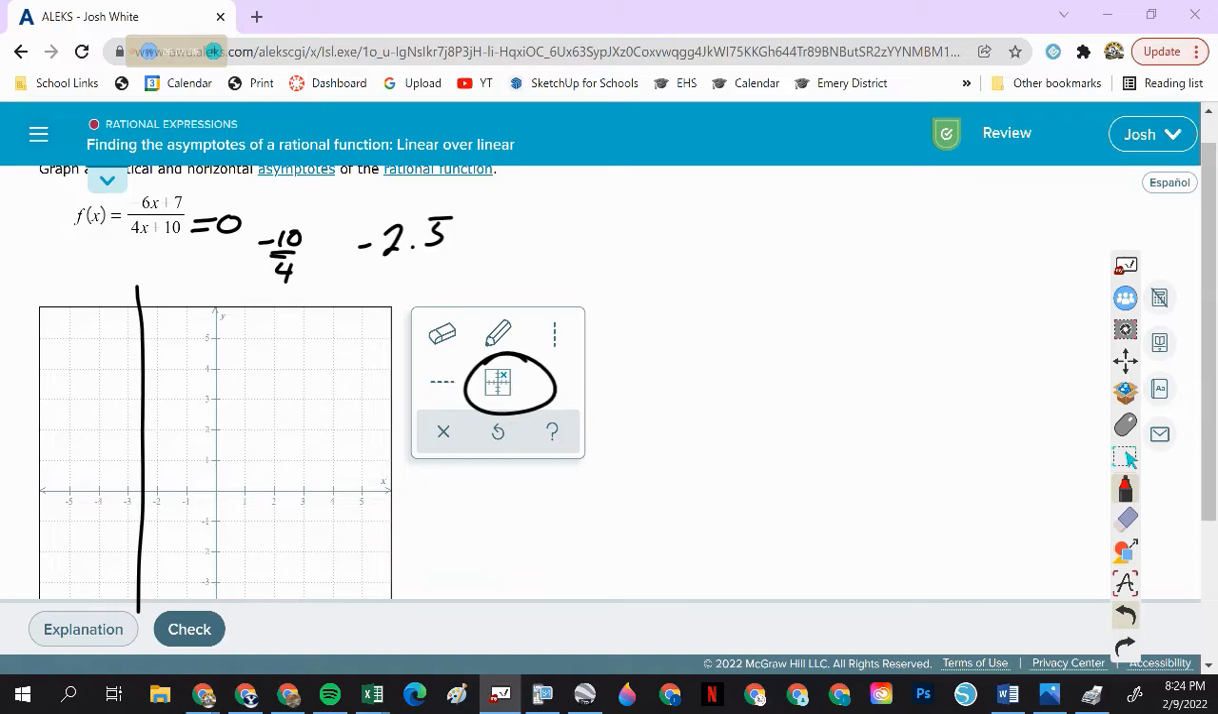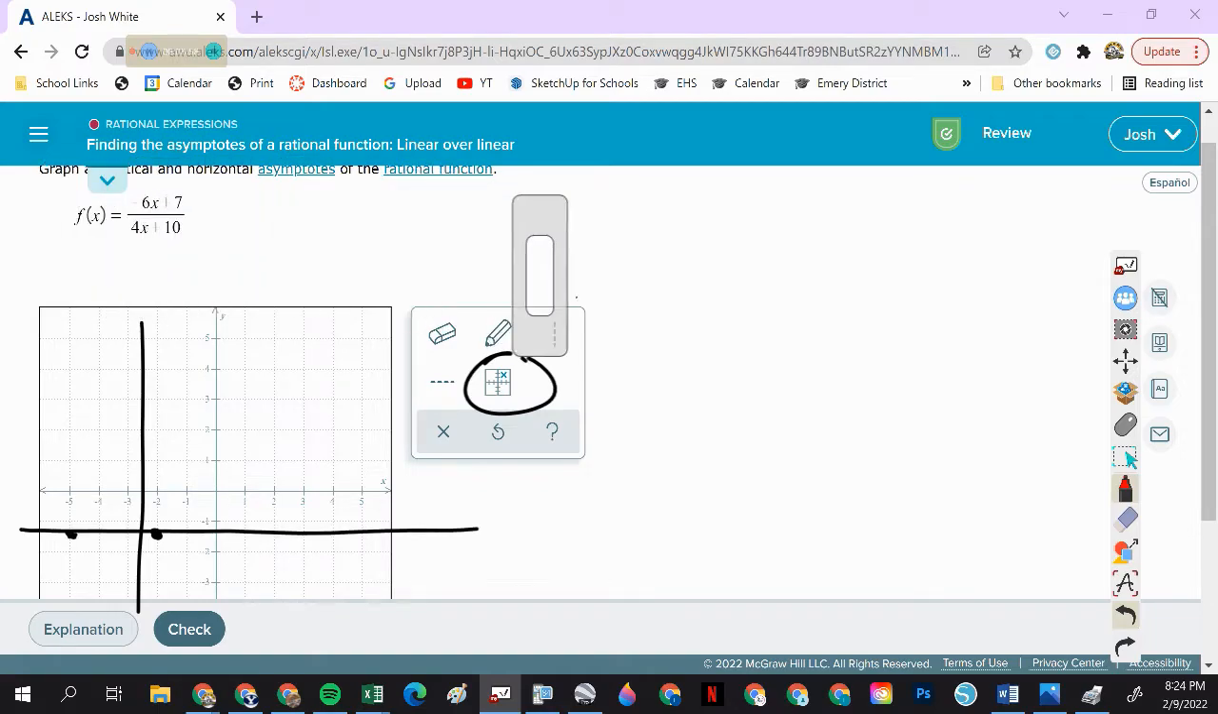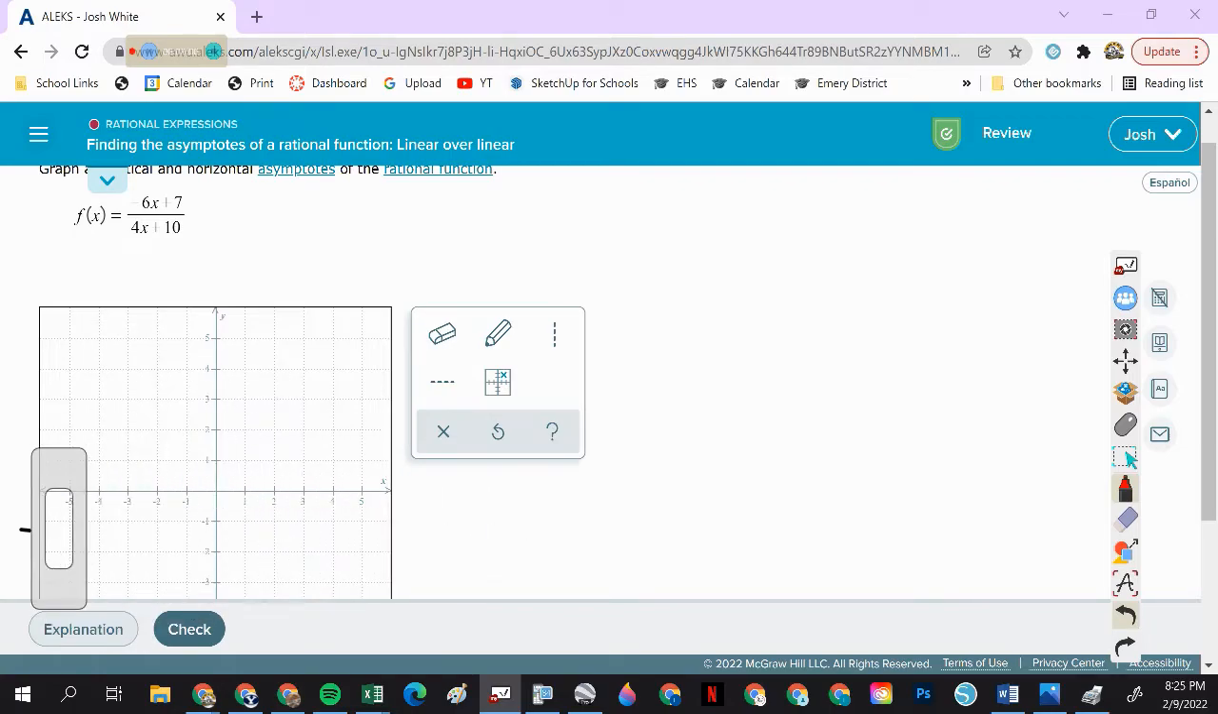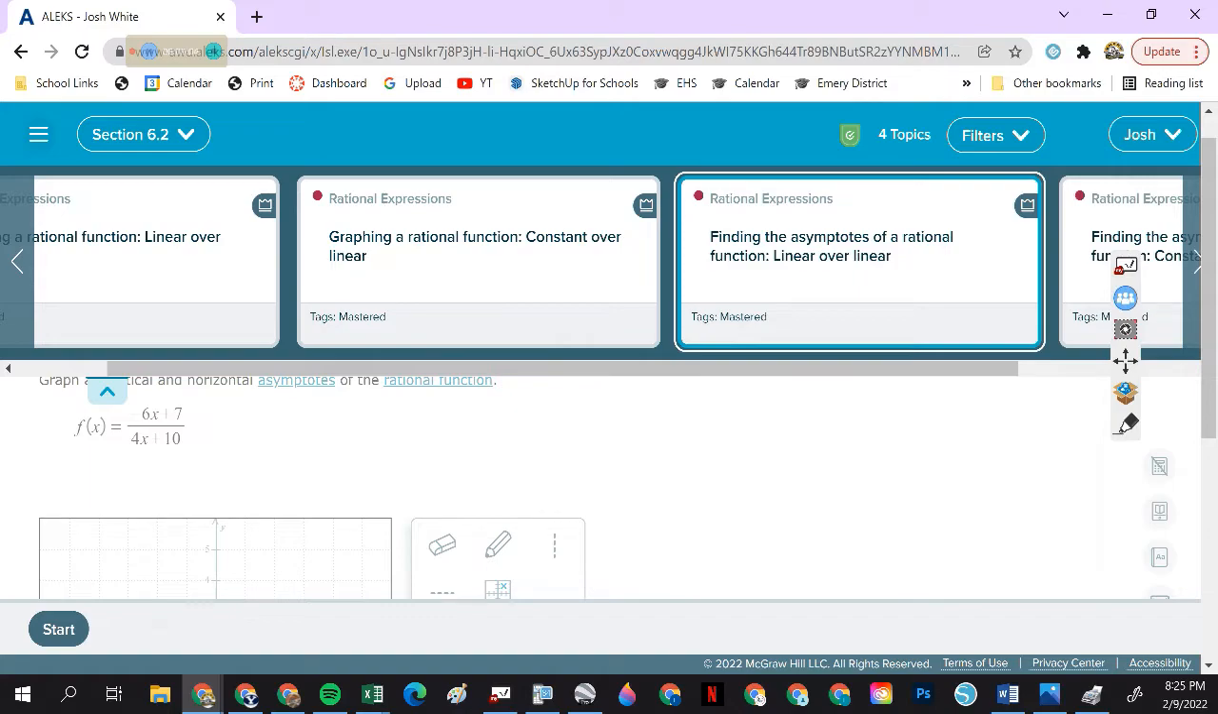And then we look at the numerator and the denominator. They're the same strength, so we cross that out. I'm left with y equals negative 6 over 4, which is negative 1.5. That's an HA. So I drop a couple points at negative 1.5 and then draw my asymptote. The next two problems are almost the same, except you have to draw the graph as well.